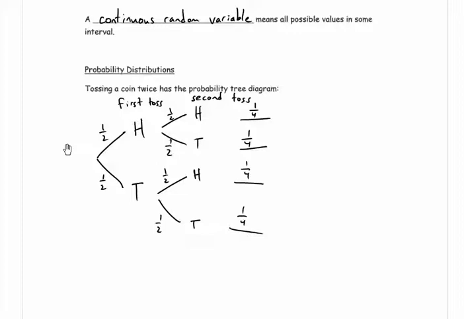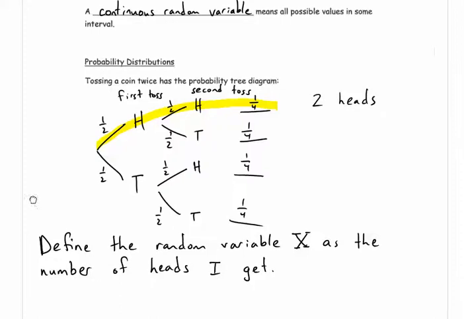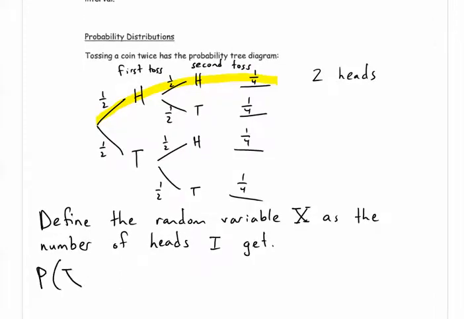Okay, so now we're going to connect this to random variables. So I'm going to define the random variable big X as the number of heads that I get. So you see this branch of the tree? That would represent that I got 2 heads. Okay, so that branch of the tree, we can write that as the probability that X, and X is the number of heads, the probability that the number of heads equals 2 is 1 out of 4.